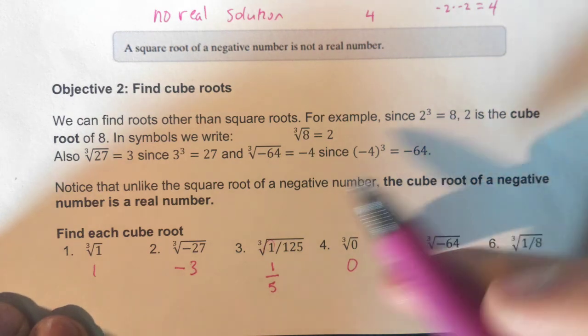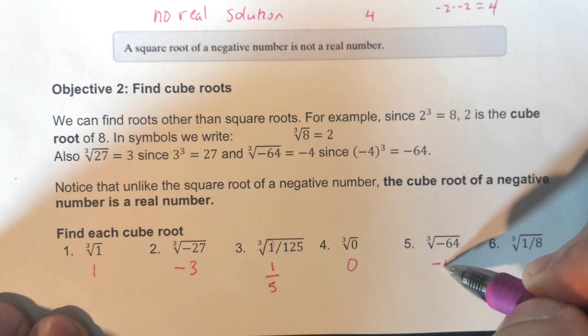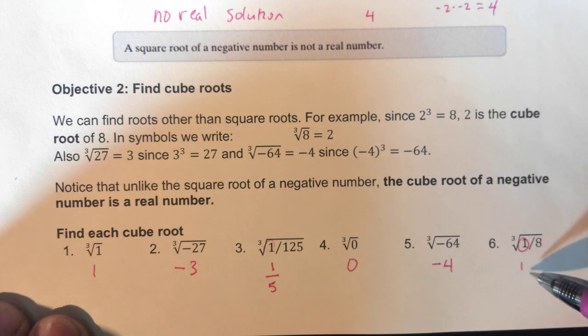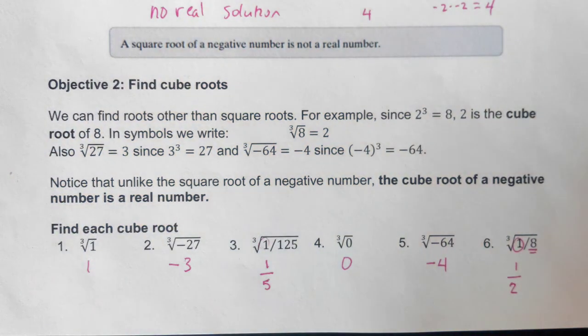The cube root of negative 64, I had it up here, it's negative 4. The cube root of 1/8, the cube root of 1 is 1. The cube root of 8 is 2, because 2 times 2 times 2 is 8.